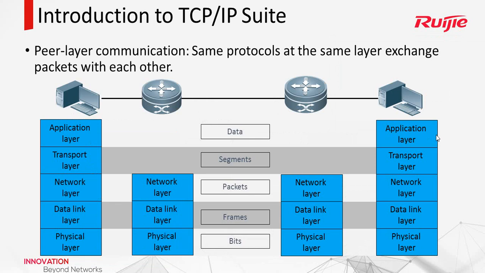Here, this is peer layer communication. It requires that the same protocols at the same layer exchange packets. This means different layers can only communicate with the same layer. For example, at the application layer, we call it data. Then the transport layer, it's called segments. In the network layer, we call it packets. The data link layer, we call it frames. And the physical layer, we call it bits.